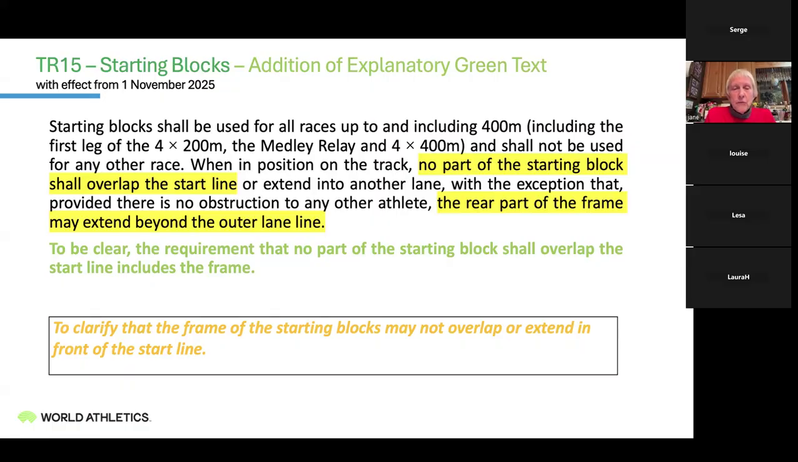And then the added green part is to be clear, the requirement that no part of the starting block shall overlap the start line includes the frame. So just because the foot pads aren't past the start line doesn't matter. No part of the starting block can be past the start line, just like your hands can't be past the start line. And the reason is the commentary to clarify that the frame of the starting blocks may not overlap or extend in front of the start line. I guess there was some debate worldwide about, can this happen? No, it may not.